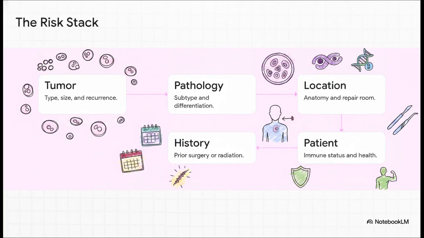You see, risk isn't just one big, scary word. It's actually a specific combination of 5 clinical factors stacked together. First up is the tumor itself, its size and its growth rate. Second is pathology, so what's happening microscopically. Third is location, the actual anatomy involved on your body. Fourth is the patient, meaning your immune status and overall health. And fifth is history, things like prior treatments or existing scarring. When your doctor talks about your risk, they're actually analyzing this precise 5-part stack.